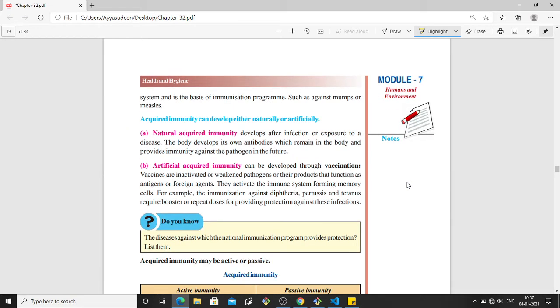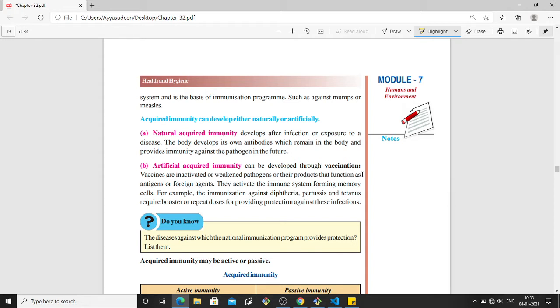So the acquired immunity can develop either naturally or artificially. Naturally is after infection, the body produces the antibodies, then they remain in the body. So that is natural acquired immunity, and it can be used in the future to kill the same pathogen. Artificial acquired immunity is like vaccination. You might have heard about vaccination, like polio vaccination, all these things.